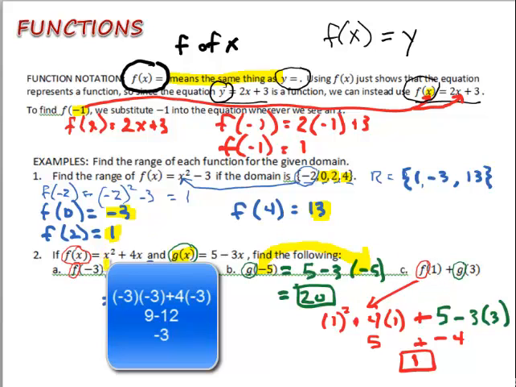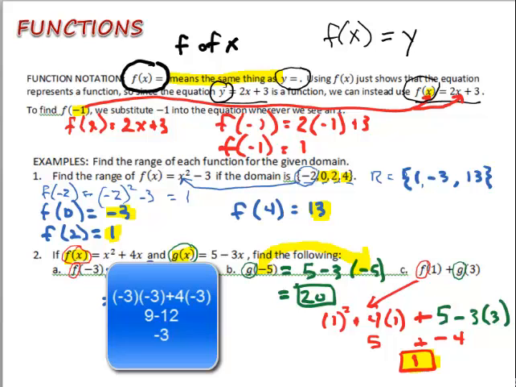F of 1, I plug a 1 into the f of x function, so I get 1 squared plus 4 times 1, which is 5. And I have to add to that g of 3. When I do that, g of 3 is 5 minus 9, which is negative 4. So 5 plus negative 4 gives us positive 1. Okay? Hopefully that made sense to you.